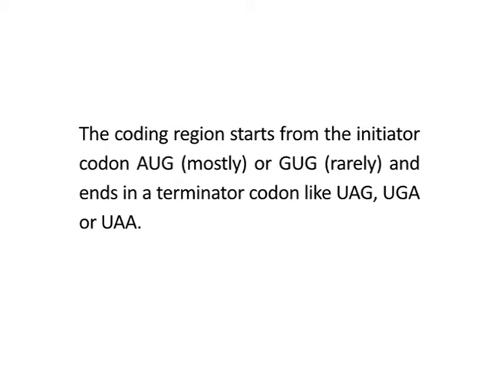In the seventh point, each functional mRNA consists of a coding region which lies between the 5' leader segment and the 3' terminal non-coding sequence. In the eighth point, the coding region starts from the initiator codon, also known as AUG or GUG, and ends in the terminator codon like UAG, UGA or UAA. In the next point, the region between the initiator codon and terminator codon is often called the open reading frame or ORF.